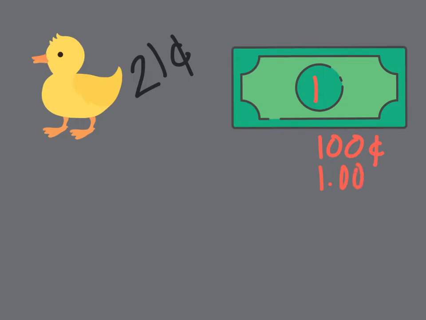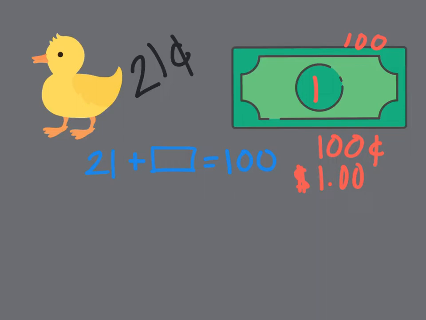These are the different ways to show $1. So 100, we are paying with 100. We're starting with 21 because that's how much it costs. We want to know the difference. So we want to know how much change should we get back. So the equation that we are solving is 21 plus what equals 100. And we're going to solve this by counting on.